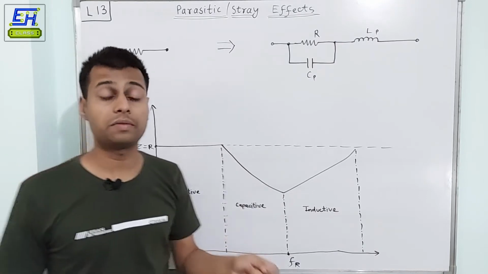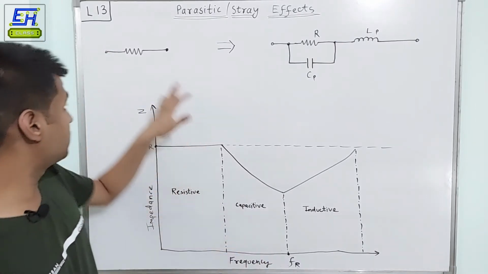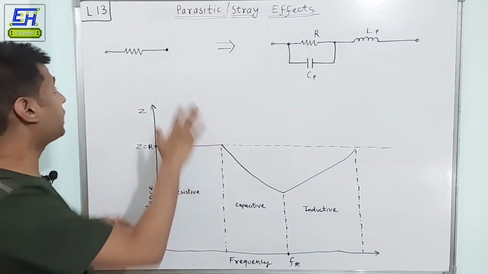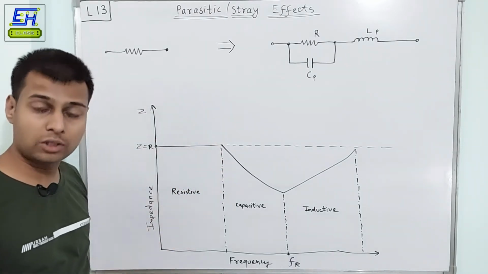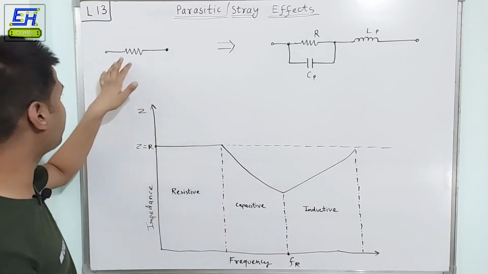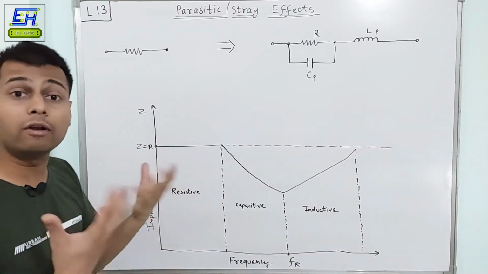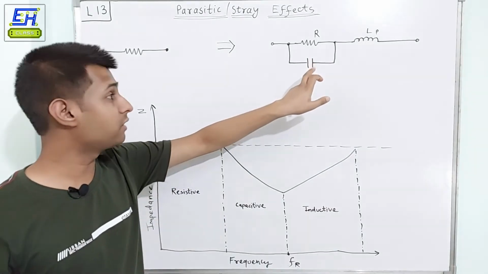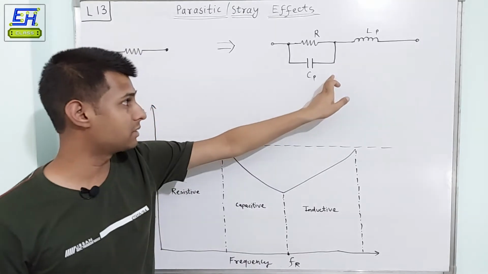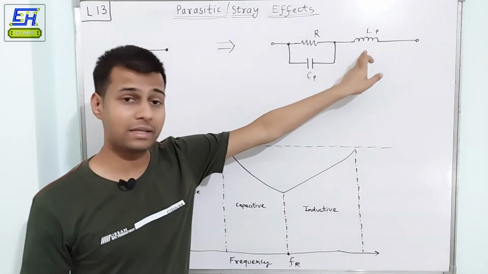This is the phenomenon of self-resonance, because this is actually a resistor. In the ideal world, we do not expect a resistor to have any resonant frequency because no other element is connected and it only possesses resistance. So why would it oscillate? But in real life, the resistor can oscillate due to the presence of these parasitic elements, that is, parasitic capacitance and parasitic inductance.